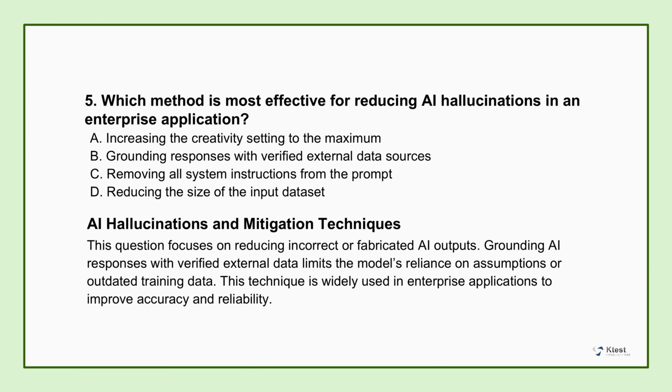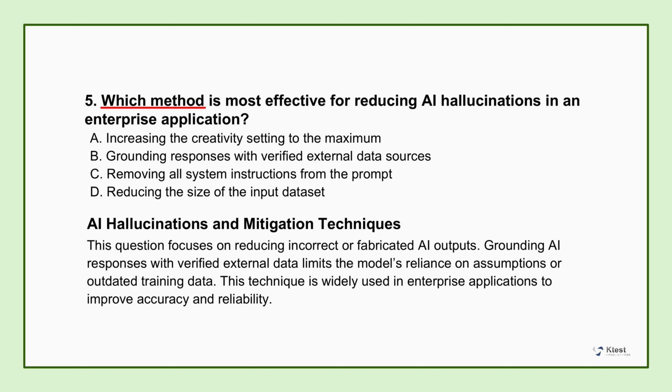It really does. Okay, let's move to our third segment, trust, accuracy, and ethics. Because we all know these models can be confident liars. The technical term is hallucination, but yeah, liars. Question 5 asks, which method is most effective for reducing AI hallucinations in an enterprise application?